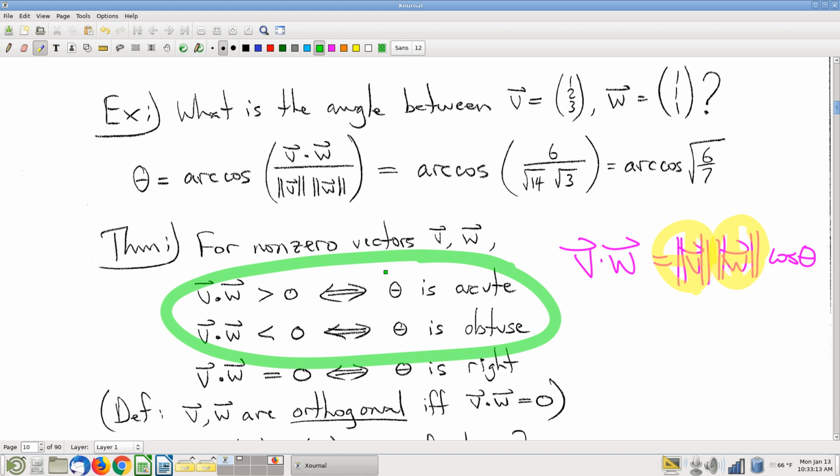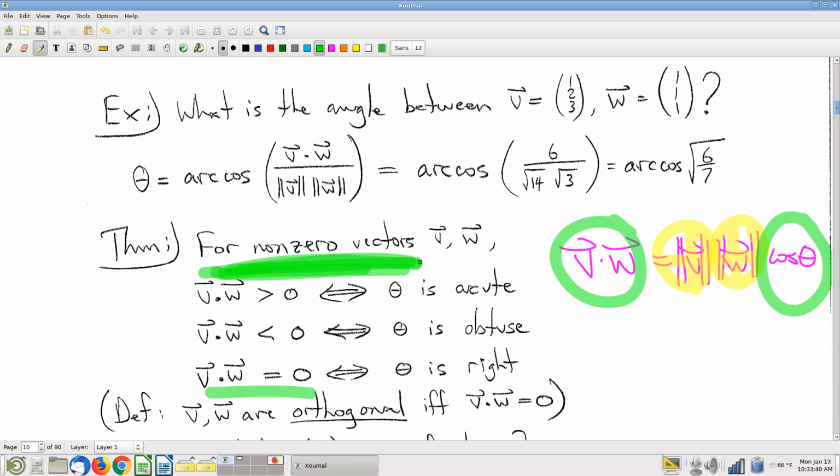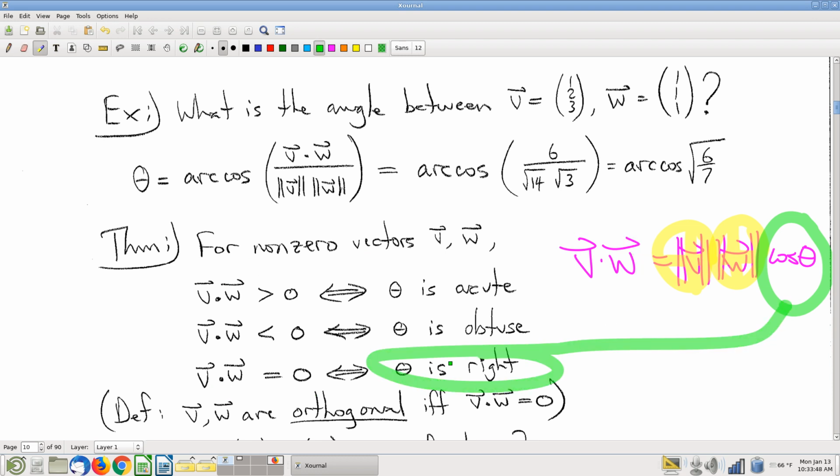So, neat fact, right? Dot product is super easy to compute, super easy at a glance to see if it's positive or negative, and therefore super easy to infer whether the angle between two given vectors in space is acute or obtuse. Neat. And then, of course, also if the dot product is 0, then cosine theta has got to be 0, assuming these are non-zero vectors. Okay, and of course, cosine being 0 means you have a right angle.